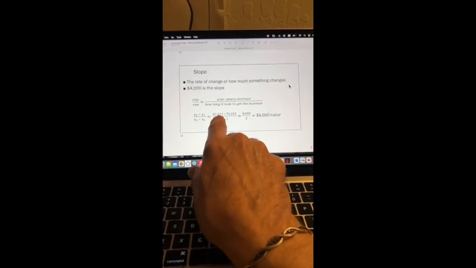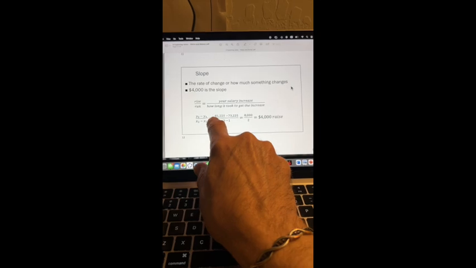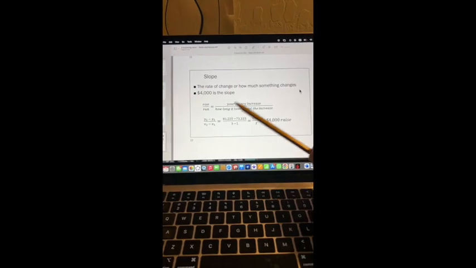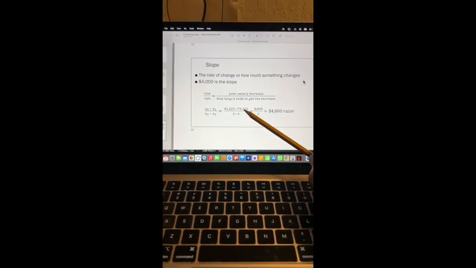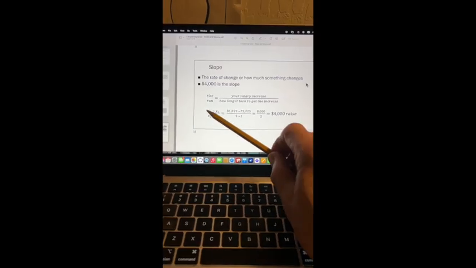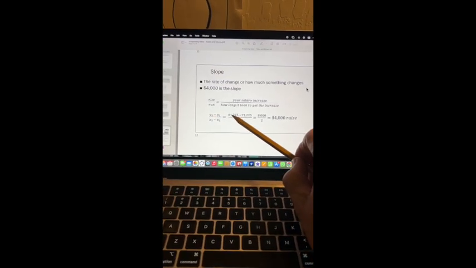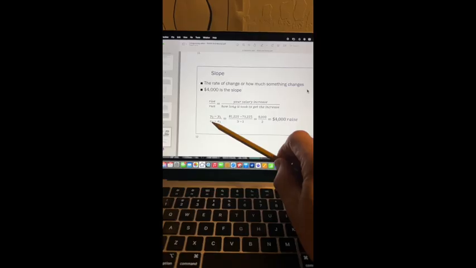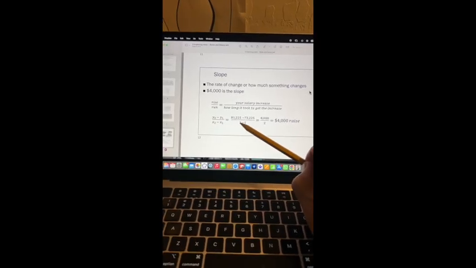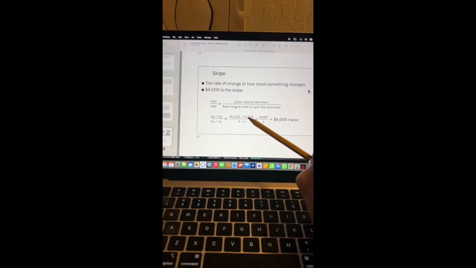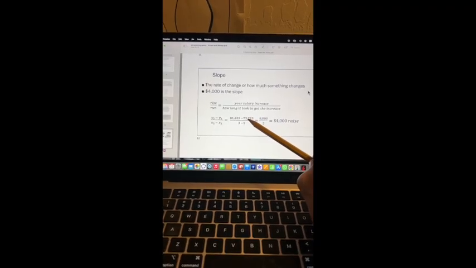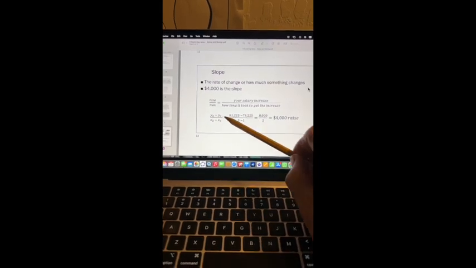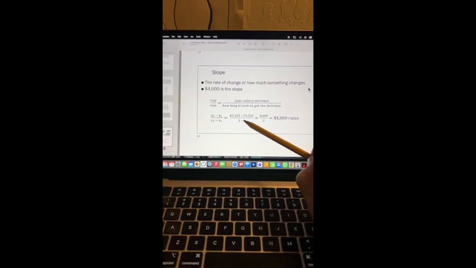So I took two random points on our graph. One was when you made 81 grand, and that was in your third year. And then one was when you made 73 grand, and that was in your first year. And notice this is y2, 81,000, and that means the salary, y2. And the x2 was when you made that. That was the time, that was your third year. I took another random point from the graph or the table, and the y variable was 73 grand, and then the x variable was one year.